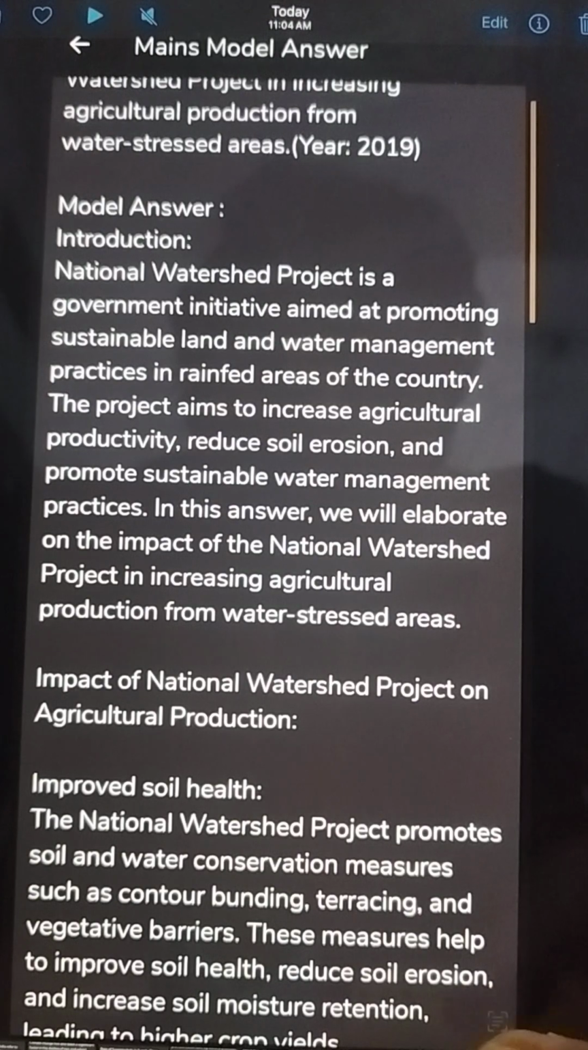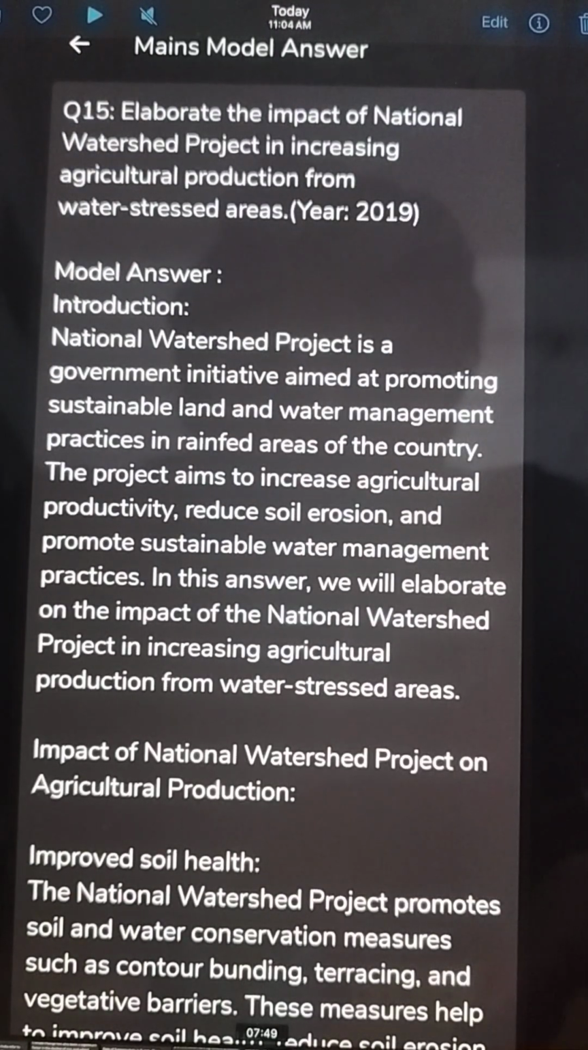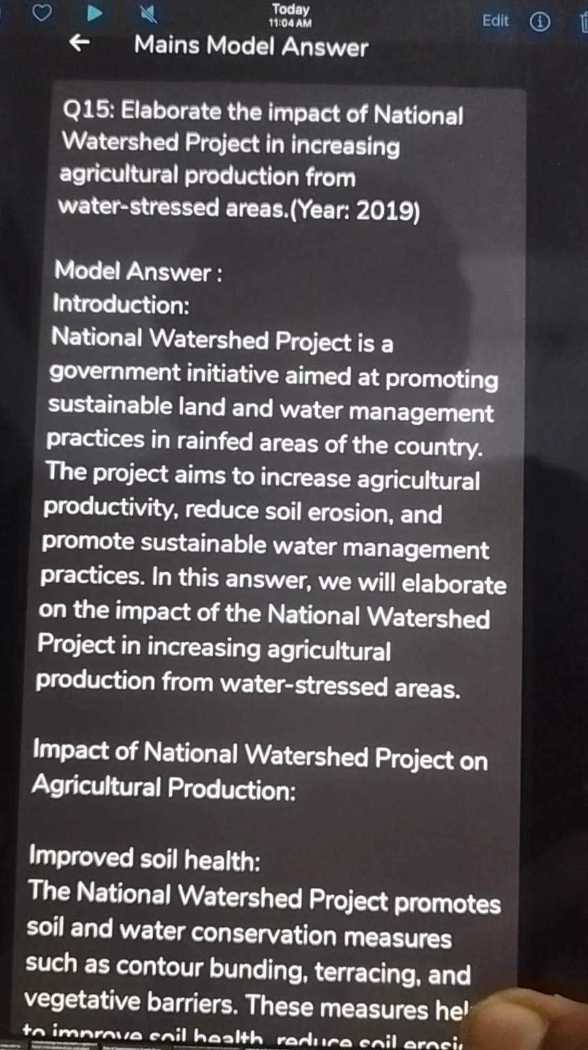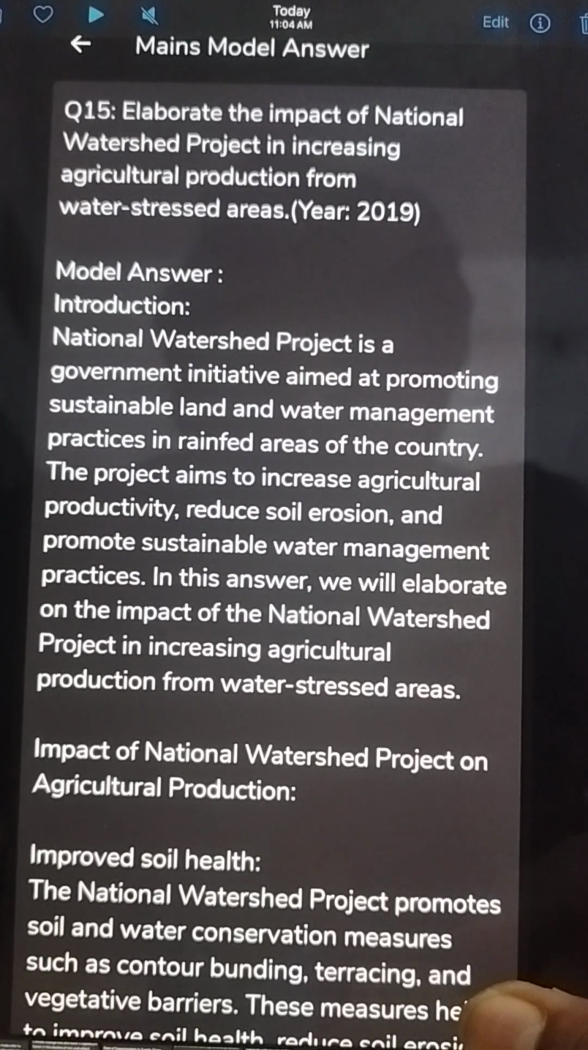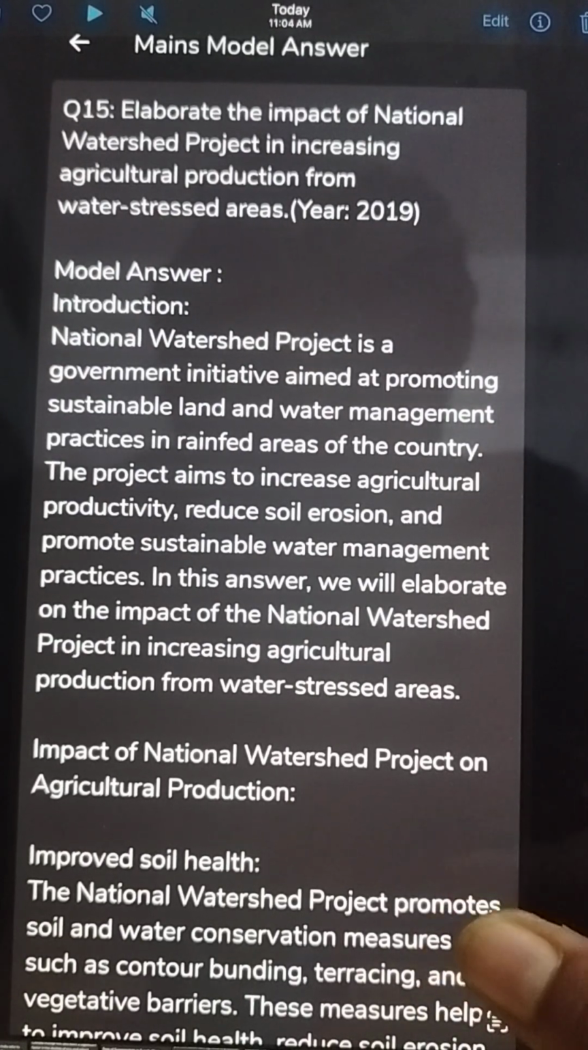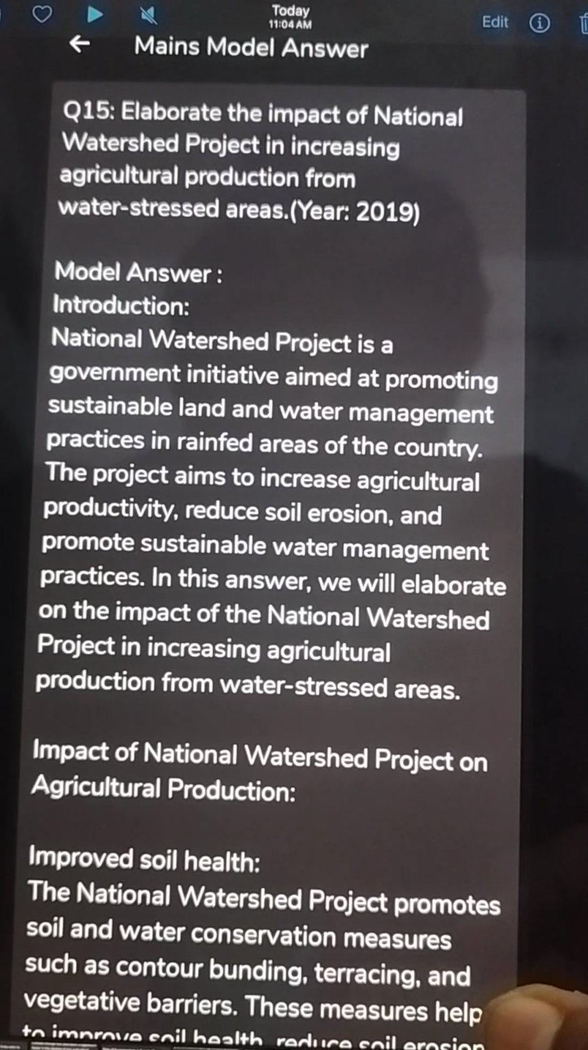Then comes the next question. Elaborate the impact of National Watershed Project in increasing agriculture production from water-stressed areas. The National Watershed Project is a government initiative aimed at promoting sustainable land and water management practices in rain-fed areas of the country. The project aims to increase agriculture productivity, reduce soil erosion, and promote sustainable water management practices.